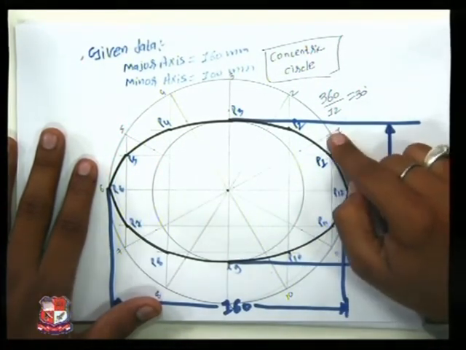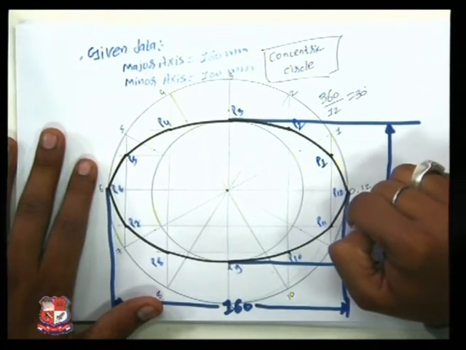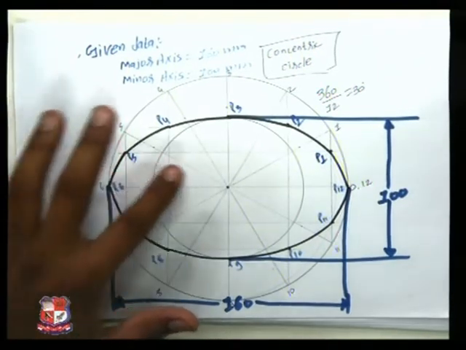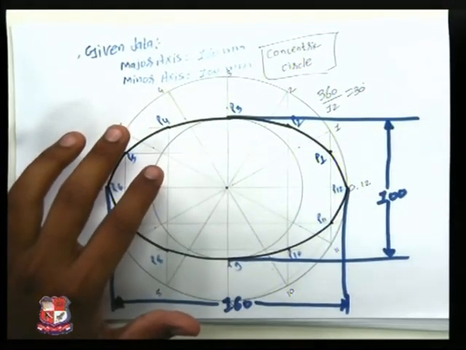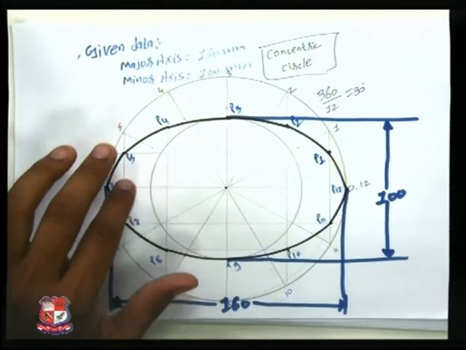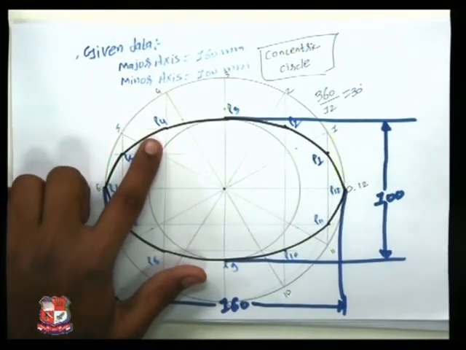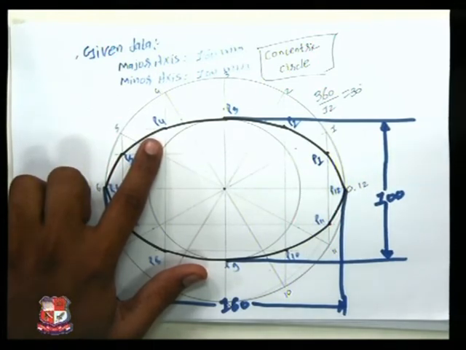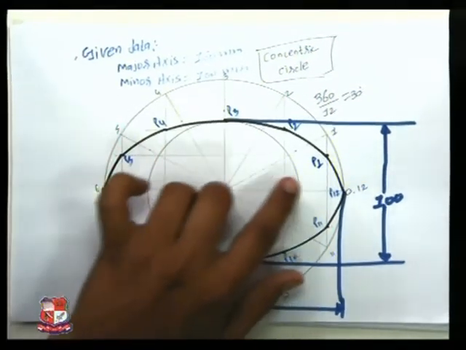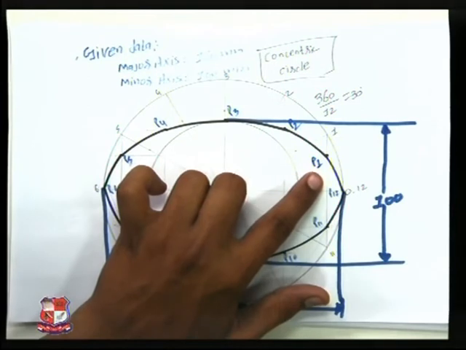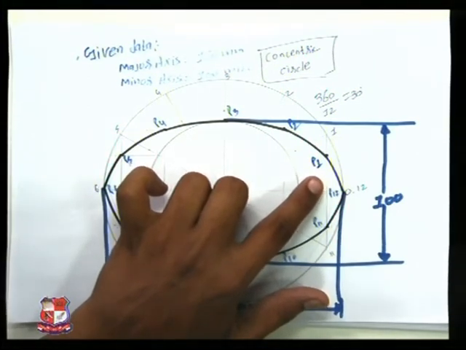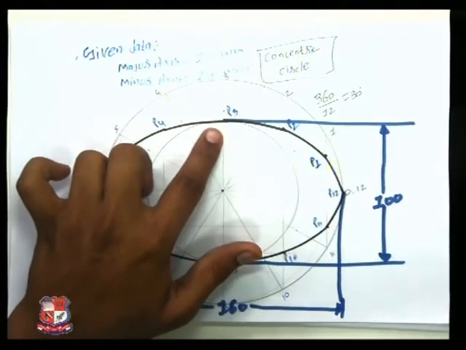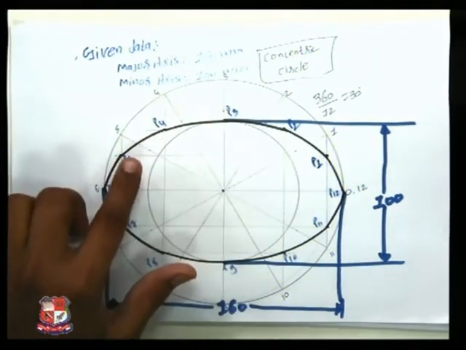Now from the major axis circle I have drawn vertical lines. From the minor axis circle I have got the horizontal lines. Where these both lines got intersected, I have marked the point. Likewise over here I have marked the point as P1, then P2, P3, P4, P5.